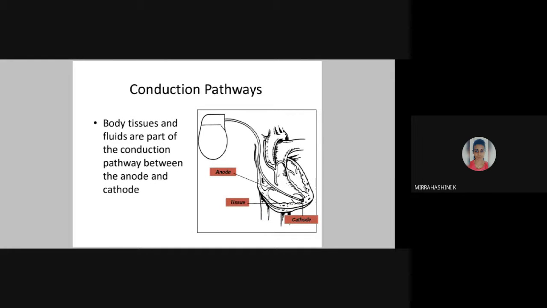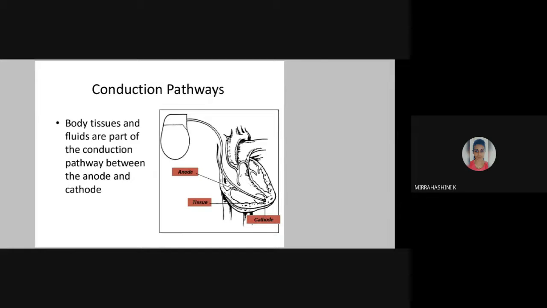Next one is conduction pathway. So in between the anode and cathode, you have different tissues, right? So these tissues act as the conduction pathway. So the body fluids and the body tissues, the blood, the Purkinje fibers, all those things will act as a conduction pathway between your anode and the cathode.